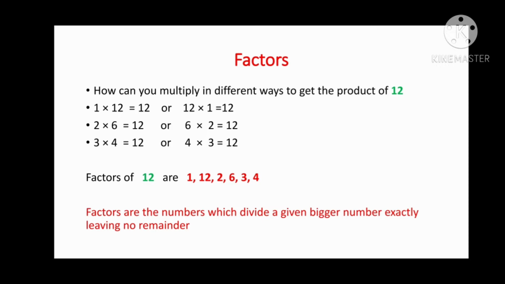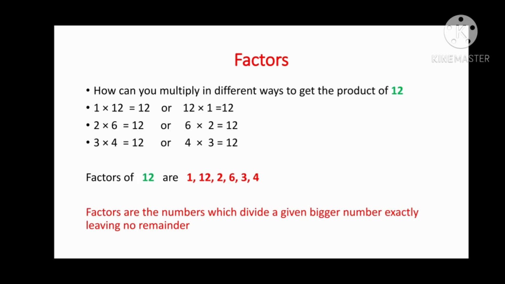Okay. I have taken another example of 12. How can you multiply 12 in different ways? Suppose you want to multiply and get the product of 12. How will you multiply then? There are many methods. 1 multiplied by 12 or 12 multiplied by 1, both are equal to 12. 2 multiplied by 6 is also 12 and 6 multiplied by 2 is also 12. 3 multiplied by 4 is 12. 4 multiplied by 3 is also 12. These are all the different ways in which you can multiply and get the product of 12.